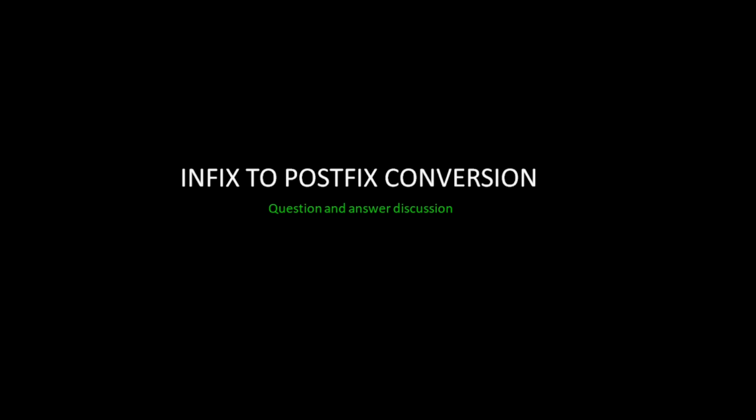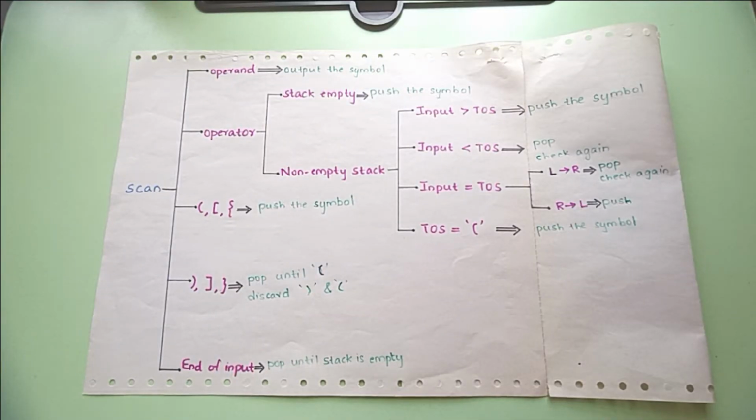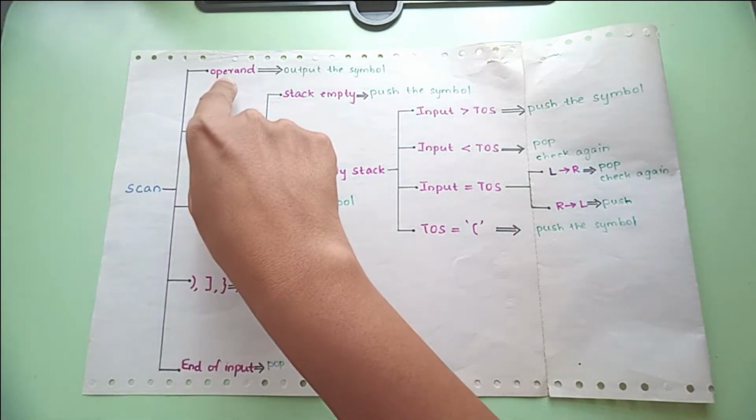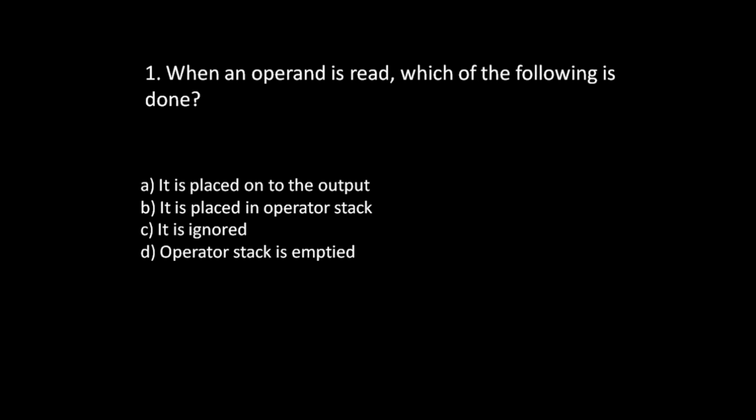In this session, let's discuss some questions from infix to postfix conversion. So let's take the first question. The first one is a direct question. When an operand is read, which of the following is done? We'll check the flowchart that we have prepared. Here it is saying that on scanning an operand, we'll output the symbol. Hence the answer is it is placed onto the output. So it is option A.